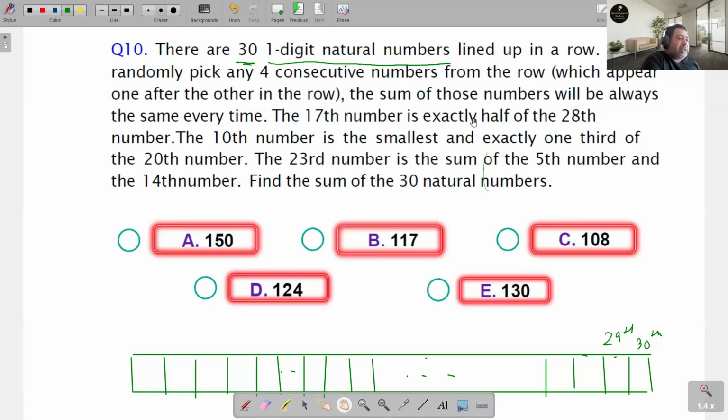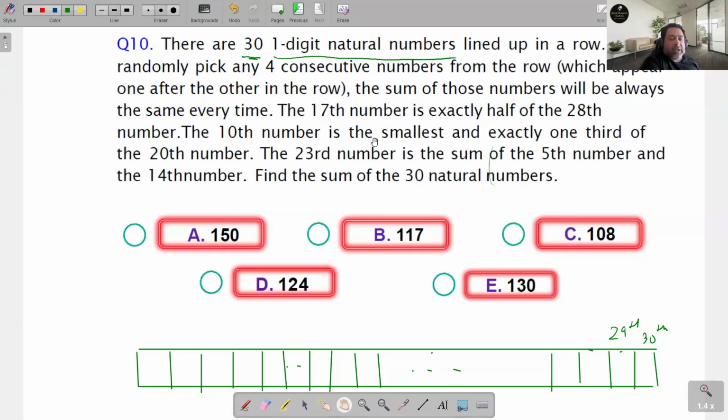Okay. Now it says the 17th number is exactly half of the 28th number. Now understand, because it's a repeating pattern which has a pattern size of 4, the 28th number will be the same as the 4th number. Why? Because if you take blocks of 4, 28 is exactly divisible by 4. Therefore, the 28th number and the 4th number will be the same. So let's say this is the 4th number. So N1, N2, N3, and N4. So N4 will be the same as N28. Okay. So this will be the same number.